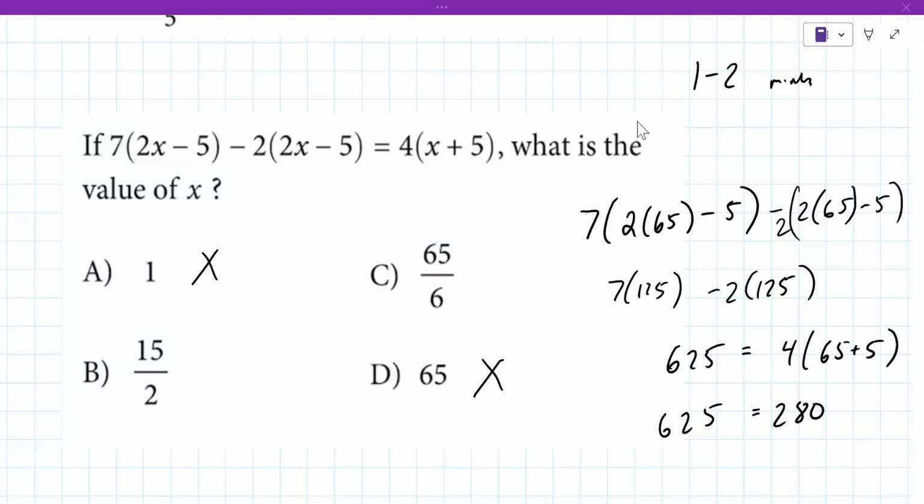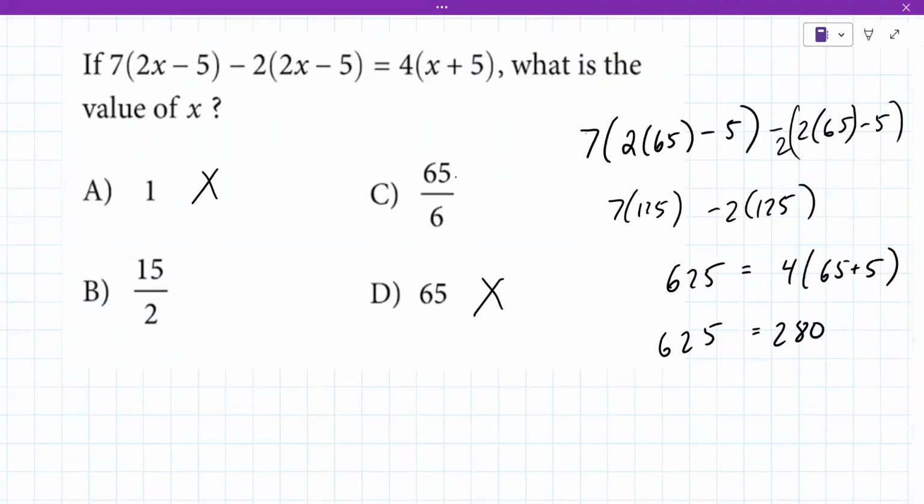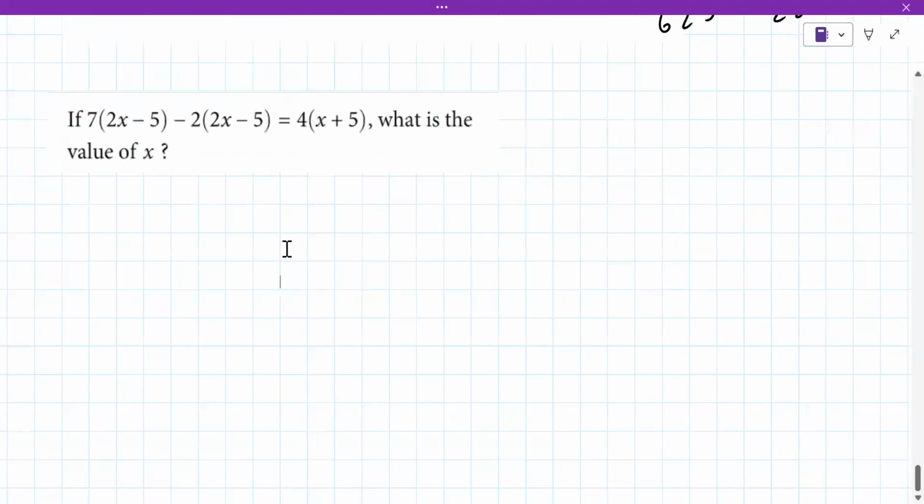Is it C? I don't know if you're muted, but I can't hear you. You're right, I'm muted. I apologize.